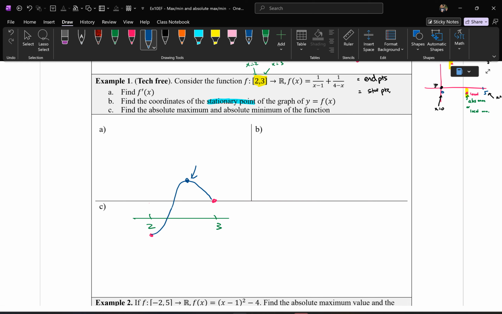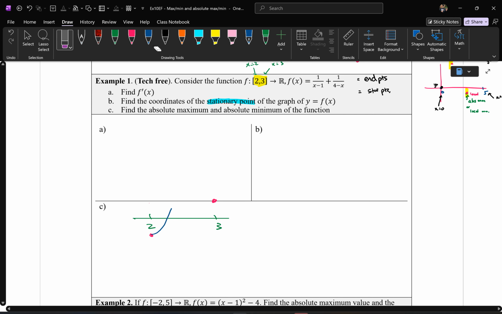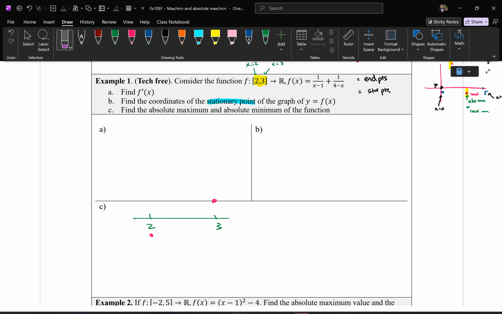That's why the endpoints don't tell me anything. The question is, where is the stationary point, if there's even any? If there's a stationary point here, then it might just go like that, and still this is the absolute max and that's still the absolute minimum. So the problem is, where is the stationary point and where are my endpoints in terms of y values. That's the skill of exercise 10E and 10F. That's all you have to take away from it.